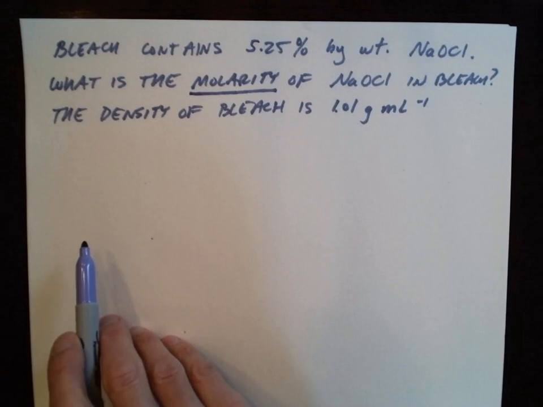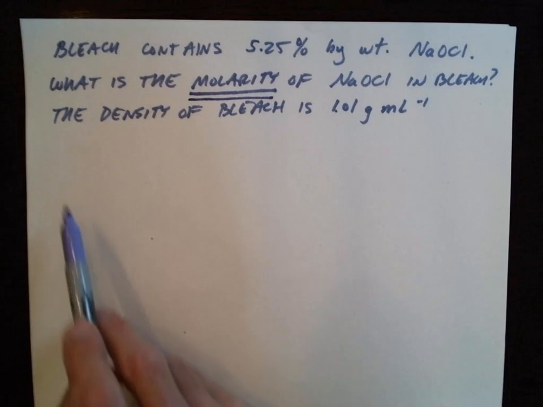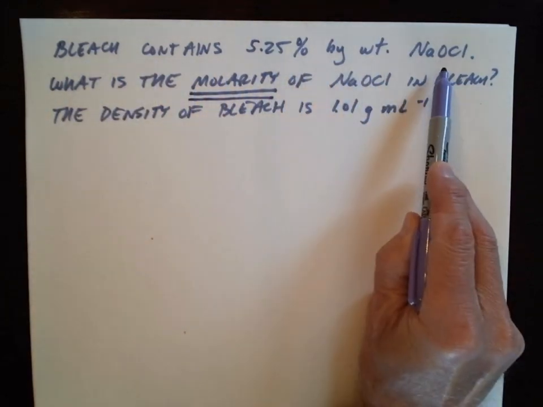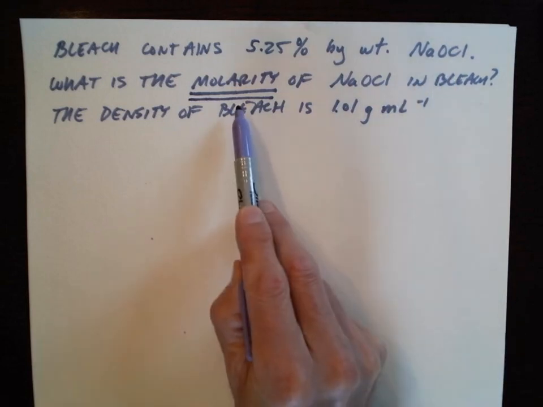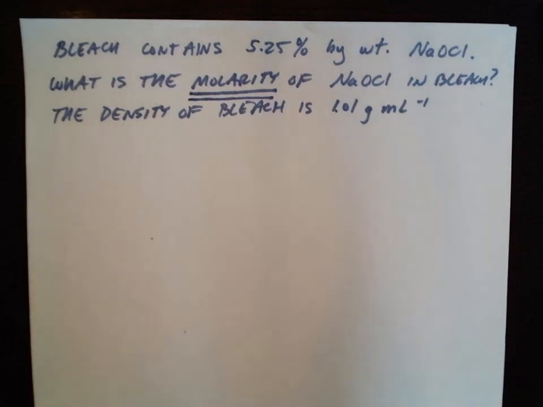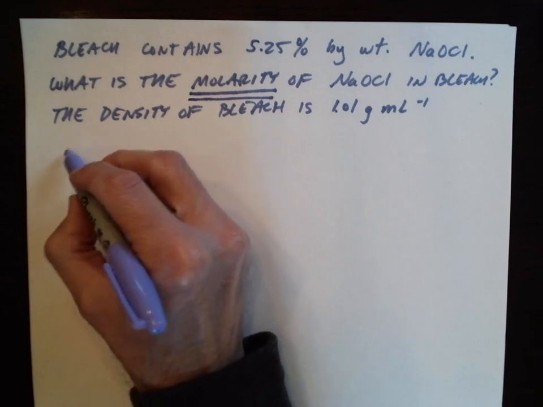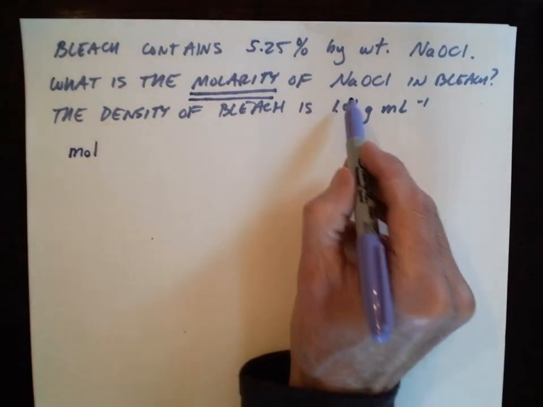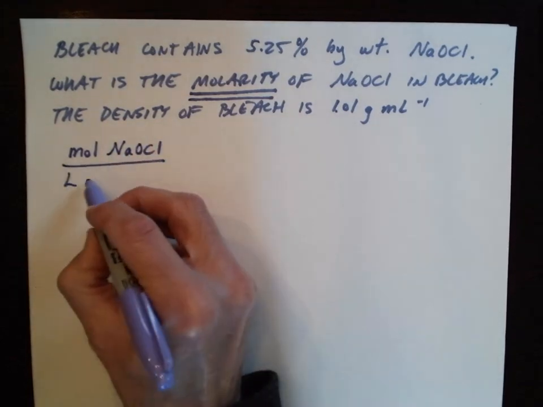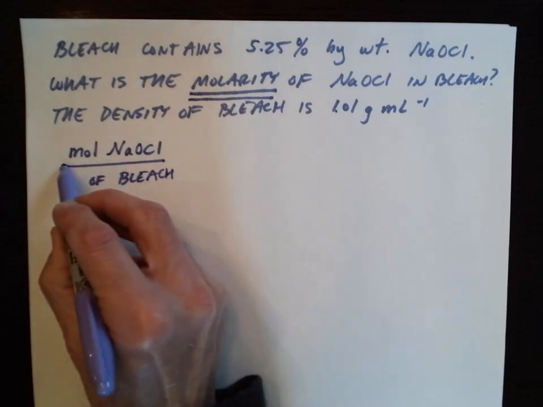All right, now let's do a problem with our third unit of concentration, which is molarity. We'll start once again with bleach, which we remember contains 5.25% by weight sodium hypochlorite. And we want to know what's the molarity of sodium hypochlorite in bleach. And we're given the density. Let's remind ourselves what the units of molarity are. The units of molarity are going to be the moles of the solute, which in this case is sodium hypochlorite, for every liter of solution, which in this case is bleach. Bleach is sodium hypochlorite and water.